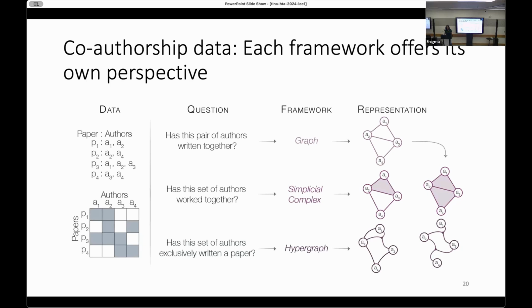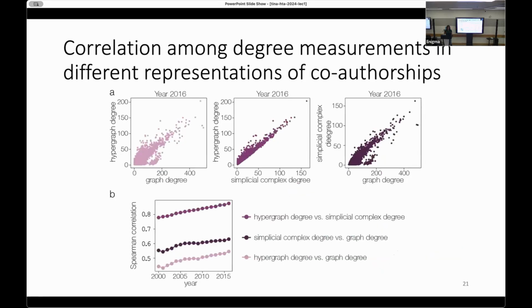and all the credit here goes to my students Leo and Anne, who were doing the work. So you start with a paper-author network. Obviously, if you do a projection of this bipartite network, you are going to get a co-authorship network. And so then you're looking at pairwise interactions. With simplicial complexes, you're looking at sets of authors that have worked together. And as I already mentioned, with hypergraphs, there's this notion of exclusivity when you are representing a paper with the authors as the hyperedge. So the paper is the hyperedge and the authors are the nodes.